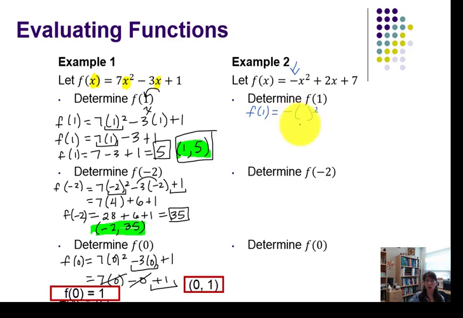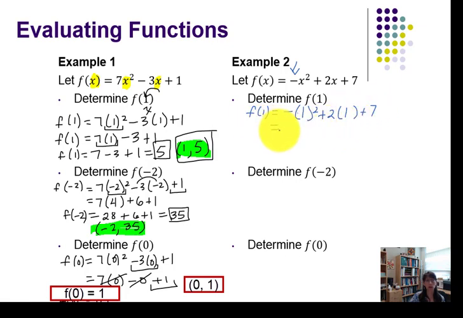So I'm automatically going to place a parenthesis set any place where I have my variable x. So you can see that the negative is outside of the parenthesis, not included with the 1. Next we have plus 2 times the x value of 1 plus 7.